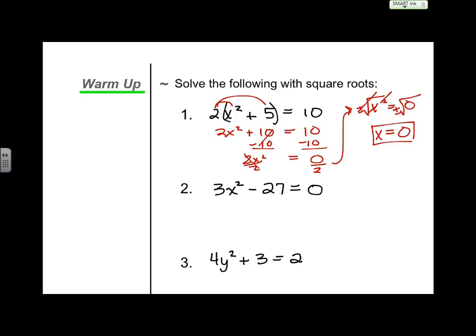Nope. Keep going. How many answers should you have in number 2? 2. Negative 3 and positive 3. Just raise it. I didn't know that. Oh, I just did mental math. You have to divide the 3 from 27. Exactly.